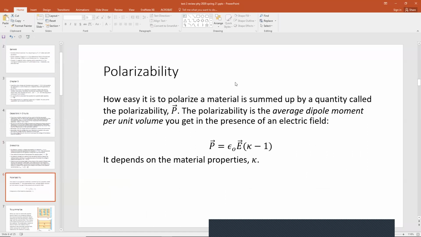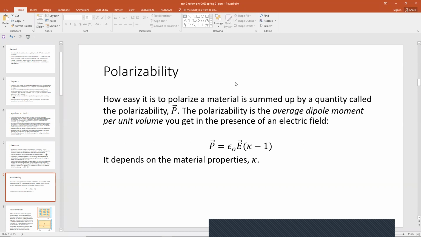Now, remember that if you place a material in a strong electric field, that will cause charge separation within each atom or molecule. In other words, you will induce an electric dipole in the atoms or molecules of the material. How easy it is to create those dipoles is called the polarizability of the material.